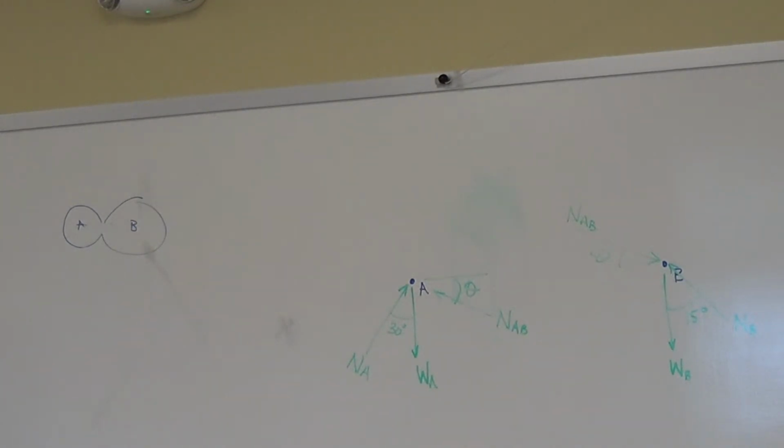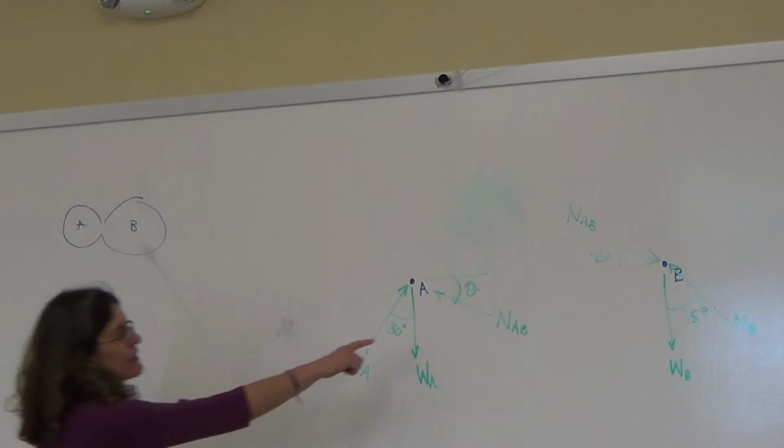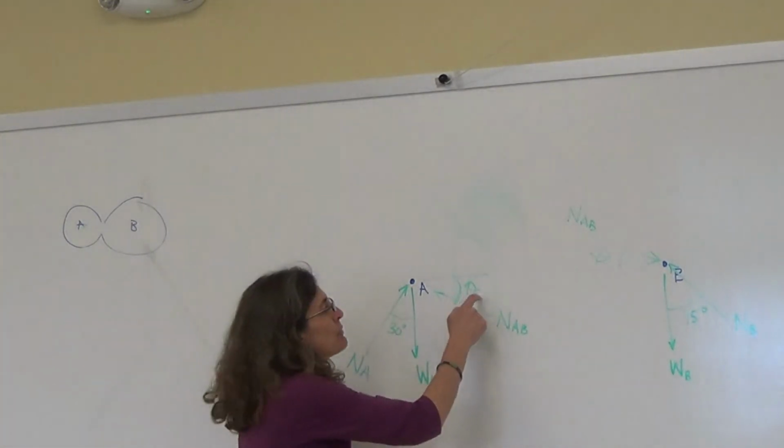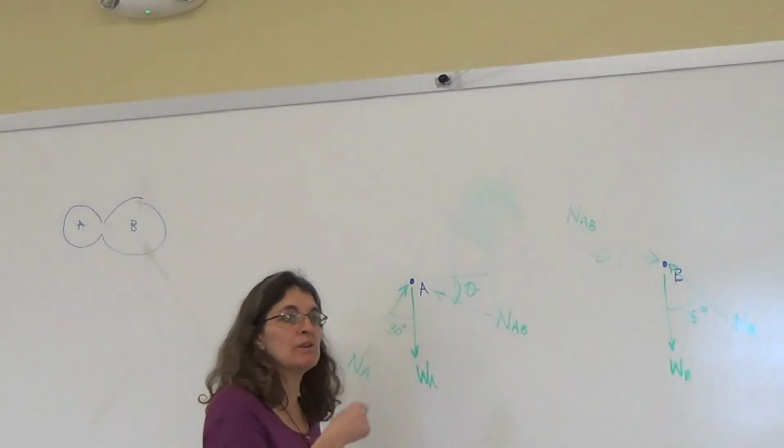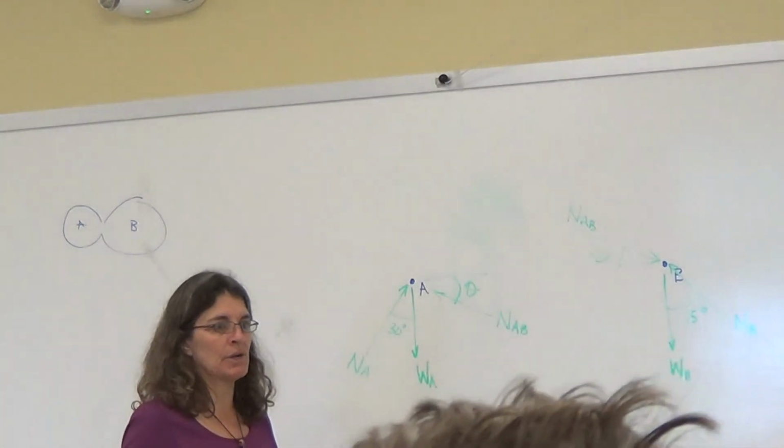It would be wrong too because we don't know which way they're angled. So we would have to draw it either like this or opposite. We have to put in an angle because we have not determined whether it's horizontal or not.